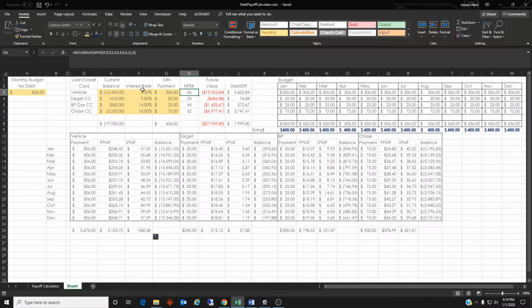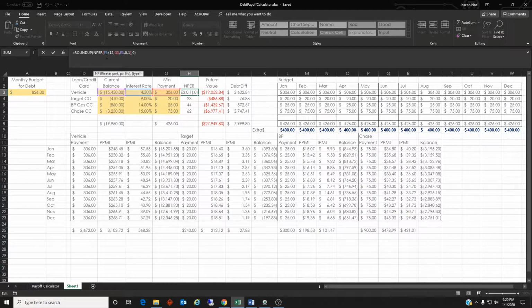So the syntax, not perfect, but NPER, I use ROUNDUP so I always get the highest value of months remaining, because even if my last payment would be lower than my minimum payment, it doesn't matter. I want to know how long it's going to take me, and I'll be making a payment that final month if I continue to pay the minimum payment. So ROUNDUP is what I use there.